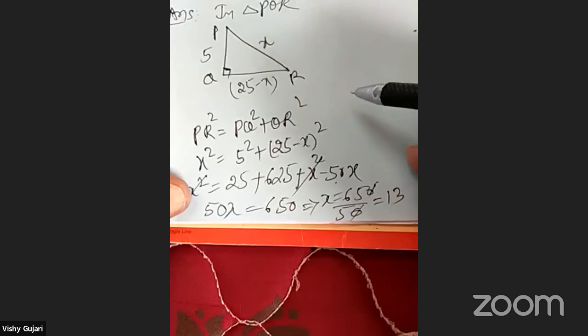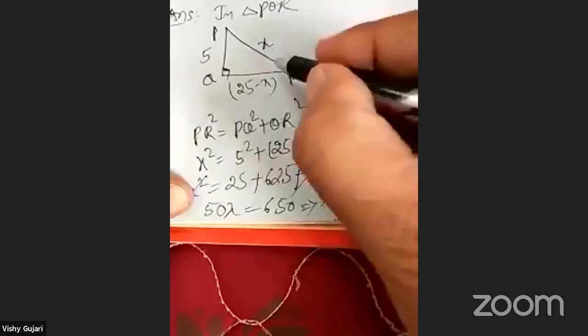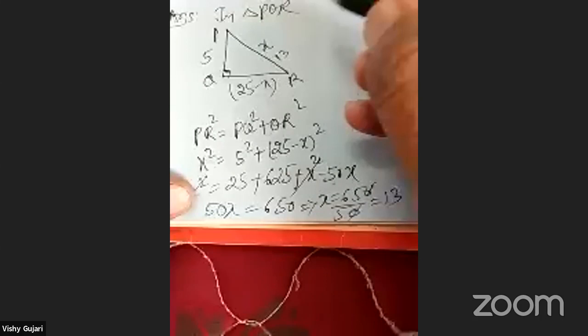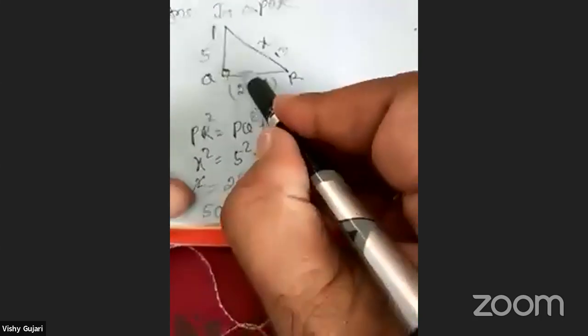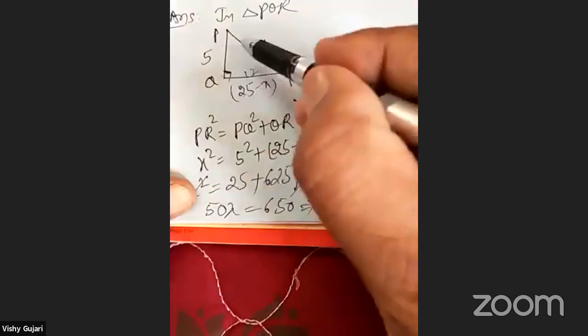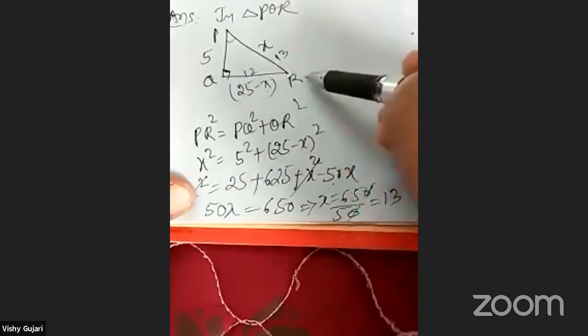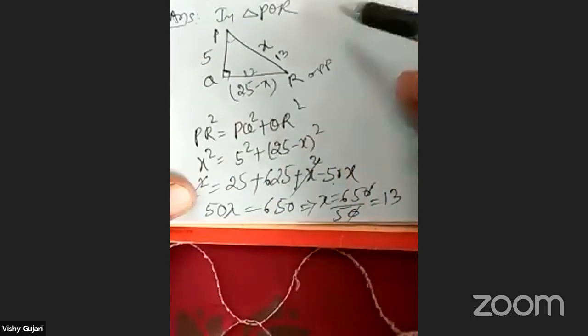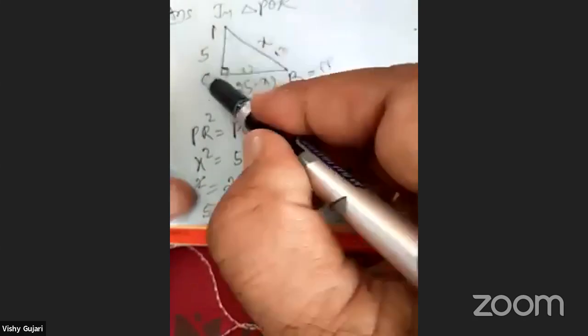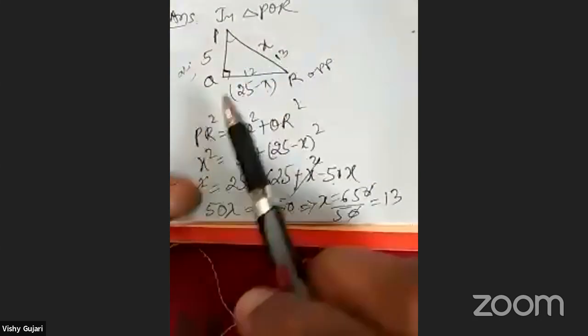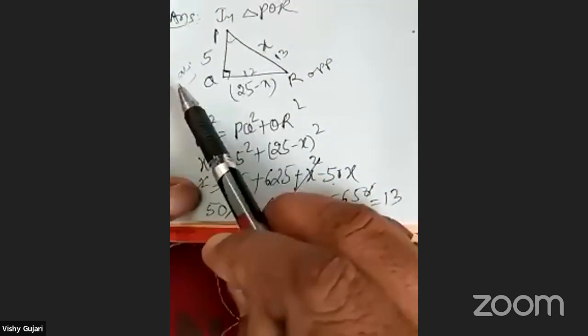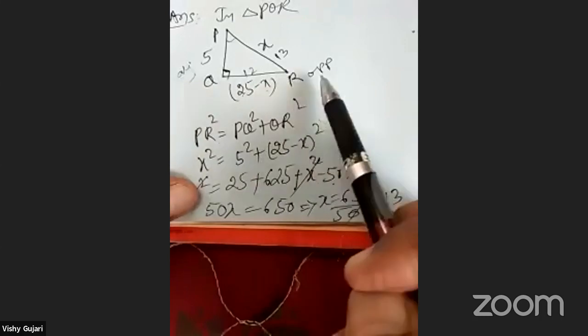Now all of you look here. X equal to 13 you got. 25 minus 13 means this will become how much? 12. As we know, angle P is given. QR will be opposite and this PQ will be adjacent. Which is adjacent? PQ is adjacent. QR is opposite.